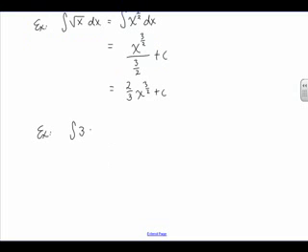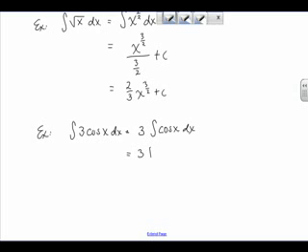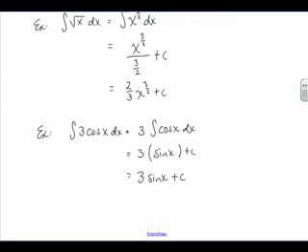Integral of 3 times cosine x dx. You can pull the 3 out front and then just have to think about integrating cosine of x. Antiderivative of cosine is sine of x. So our integral is 3 sine x plus c.